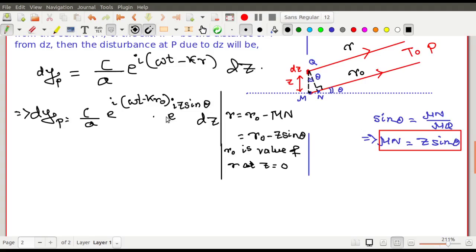What did I miss? I missed the k. I have missed a k over here. That is the demerit of skipping the steps. k into r, so k into r0 and k into z sin theta. So k into z sin of theta.